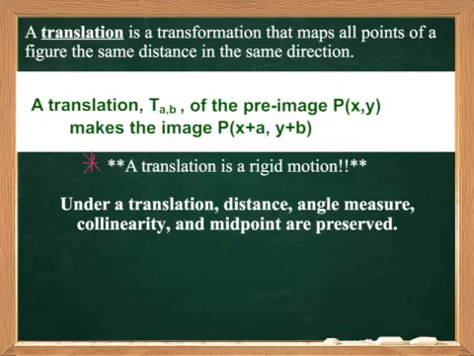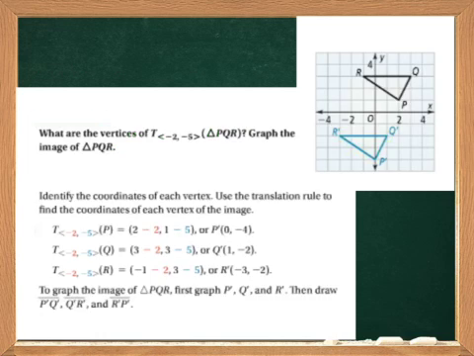So this is important because we're going to tell which are rigid motions and which are not. Under a translation, distance, angle measure, collinearity, so if 3 points are in a line, they're going to stay in a line, and midpoint are all preserved. So let's try an example. We're asked, what are the vertices of triangle PQR after this translation? So the x-coordinates are going to have -2 added to them, and the y-coordinates are going to have -5 added to them. And then they want us to graph it.